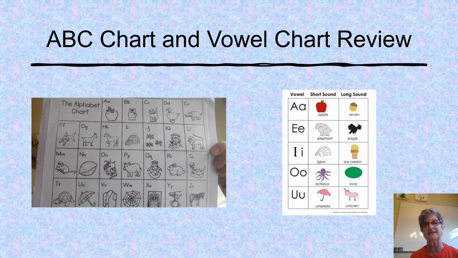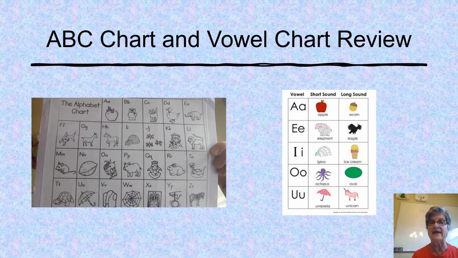Now look next to it and you see an I. Next to the I, you see an igloo. Say igloo. At the beginning of igloo, you hear an I. That's the short vowel sound the I makes. Now, next to it, you see a picture of ice cream. Let's say it. Ice cream. At the beginning of the word ice cream, you hear I. That's a long vowel sound that the I makes. So I makes two sounds.